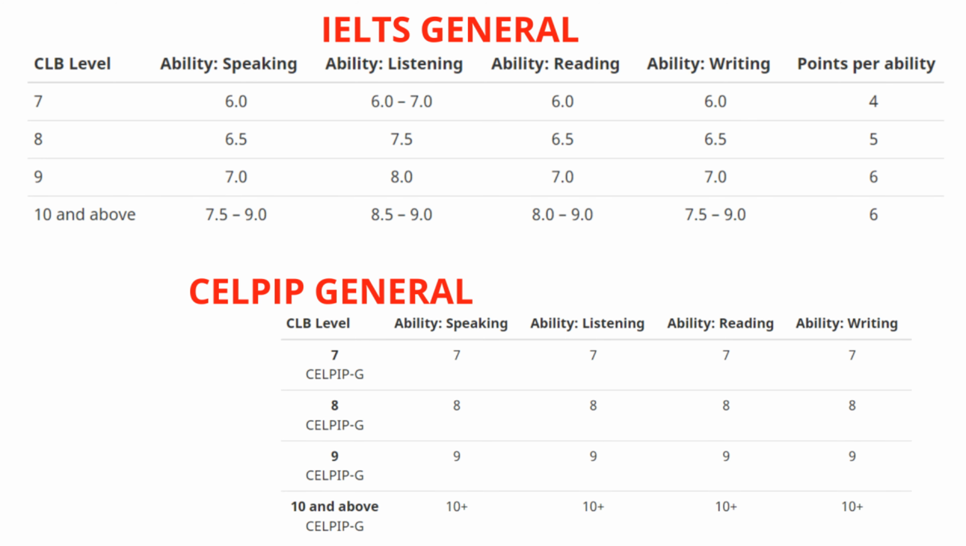Points per ability is according to what you get in your English test. For CLB 7, you get 4 points. For CLB 8, you get 5 points. For CLB 9 and above, I think you get 6 points, right?